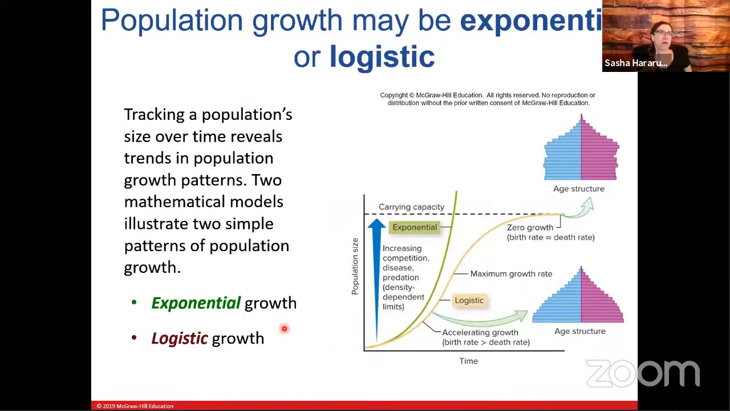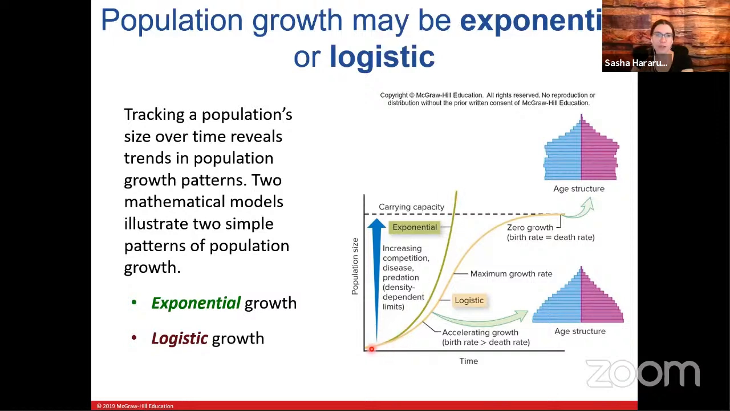Now, next I want to talk about the kind of growth patterns that populations may have. There are basically two types of growth patterns. The population growth can be exponential or it can be logistic. So when we look at the change in population size over time, take a look at this curve. The x-axis here is time, the y-axis is the population size, and over time we can see this kind of curve. And this kind of curve, the J-shaped curve, is called an exponential curve.